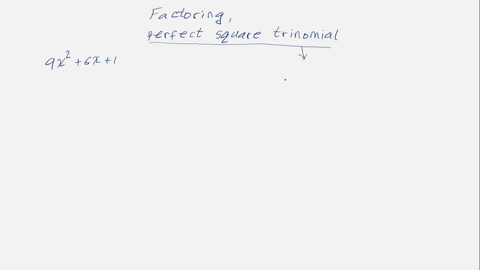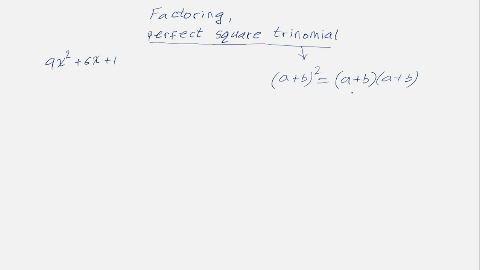Well, if we have a binomial like this, a plus b, and then squared, the square here implies that there are two of these multiplying each other. So this is equal to a plus b times itself.